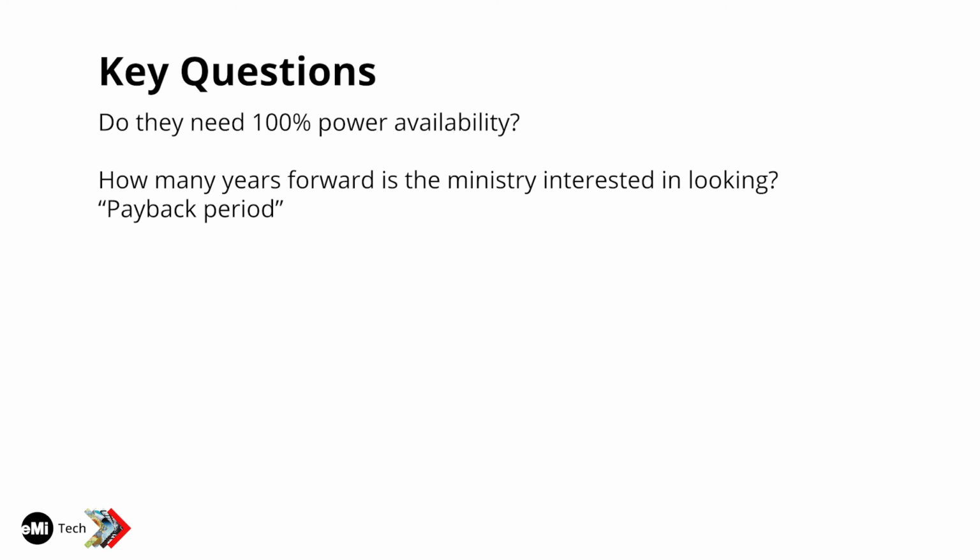So these are the defaults we have in there, but you are welcome to add any other systems. It's important that you understand what these mean as you go about the analysis. There are two key questions when you're doing the cost analysis before you start. Do they need 100% power availability, and how many years forward is the ministry looking for a payback period? The first question is, is there a hospital? Is there something where we have to have power all the time? That's important because for some of the options that we have, that's not the case, so you don't want to recommend those.